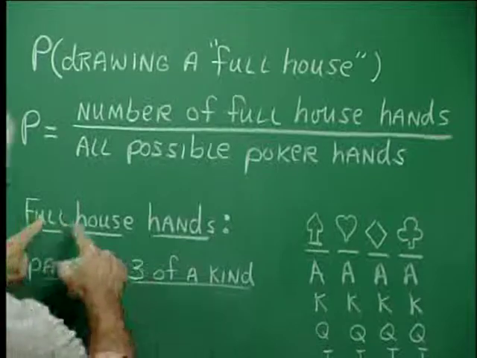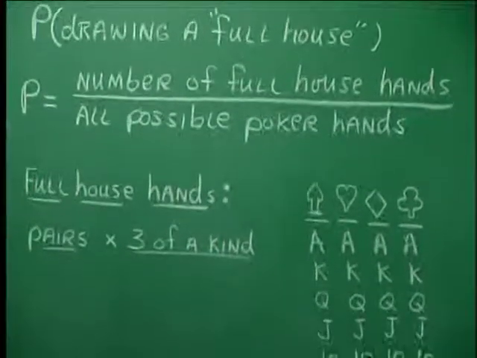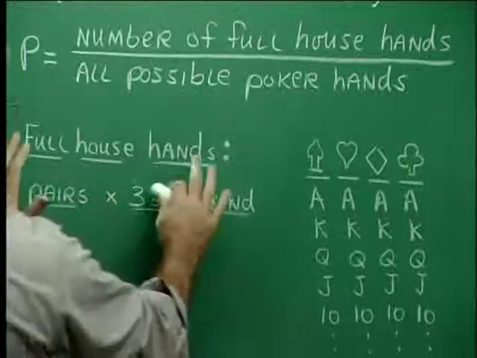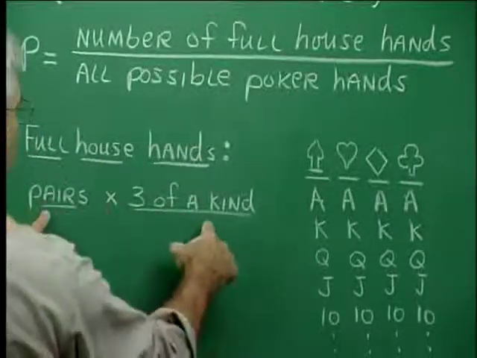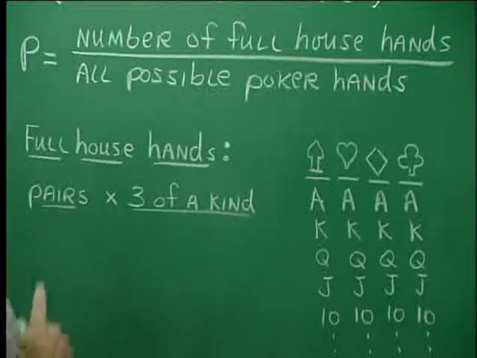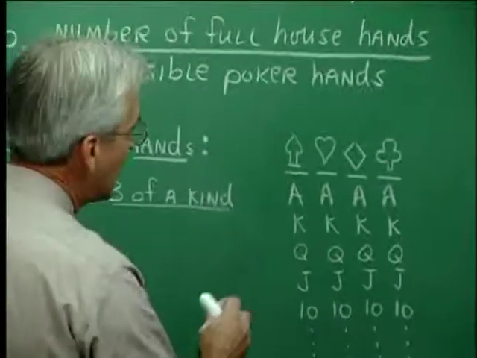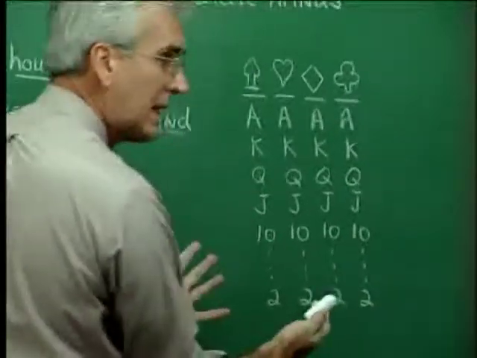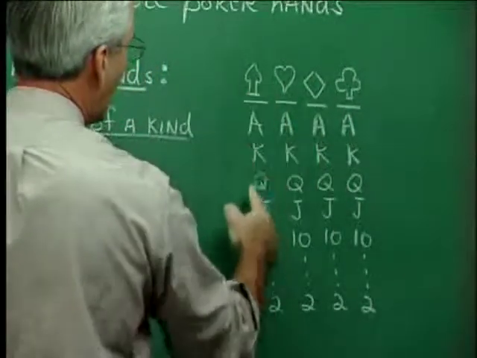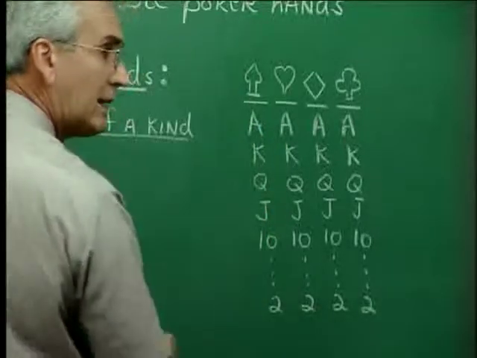Now, what about full house hands? That really is the tough part of the problem, I think. Full house hands are composed of pairs and 3 of a kind. Now, how many pairs are possible? Let's go over here and think about that. Here's the structure of a deck of cards. We have spades, hearts, diamonds, clubs. In each one, we have ace, king, queen, jack, 10, all the way down to 2.